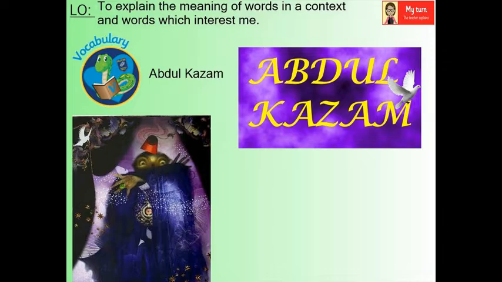On the left you can see I've written it in a normal font, Abdul Kazam. But on the right hand side of the page I've written it with purple smoke as a background and yellow bright writing. And because he's a magician I've added a flying dove. Hopefully when we say it this time you can hear the difference in the expression and the tone. I would say this as Abdul Kazam.